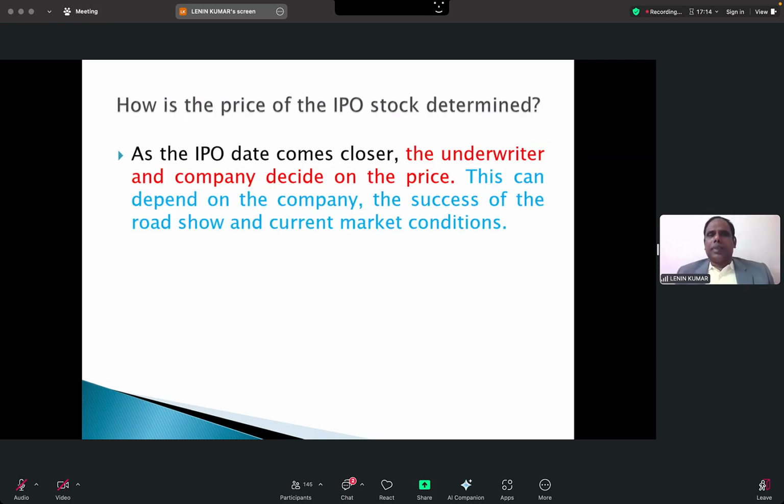How is the price of the IPO stock determined? As the IPO date comes closer, the underwriter and company decide on the price. This can depend on the company, the success of the roadshow, and the current market condition. Now NBD went to the USA, sold some shares there, and came back. Now it is the turn to discuss with Lulu and fix the price for the IPO, because in UAE they want to launch this IPO. So for that, they'll decide the price.